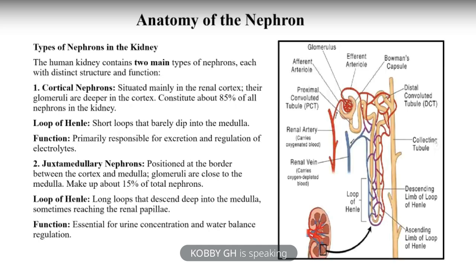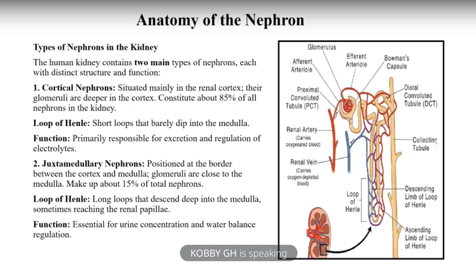So every nephron has two major parts. The first part is called the renal corpuscle. What is a renal corpuscle? The renal corpuscle is made up of the glomerulus plus the Bowman's capsule. Then part B, we call it the renal tubule. What is a renal tubule?